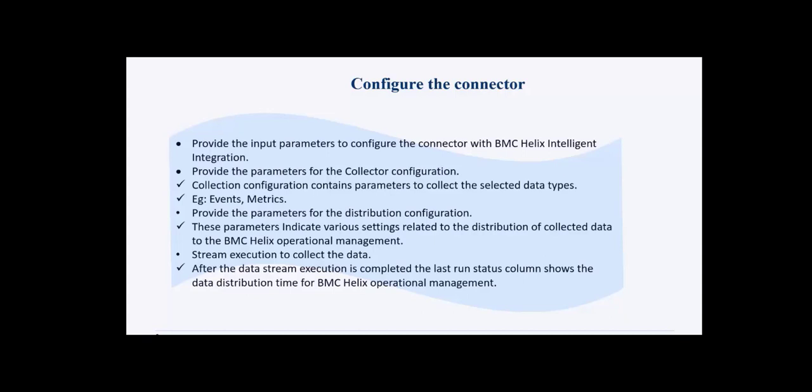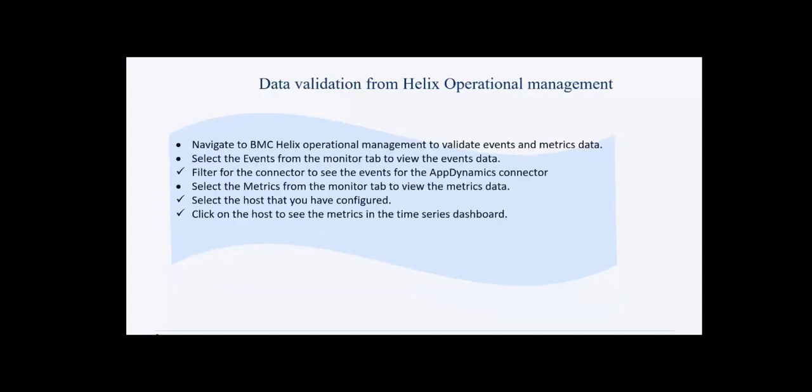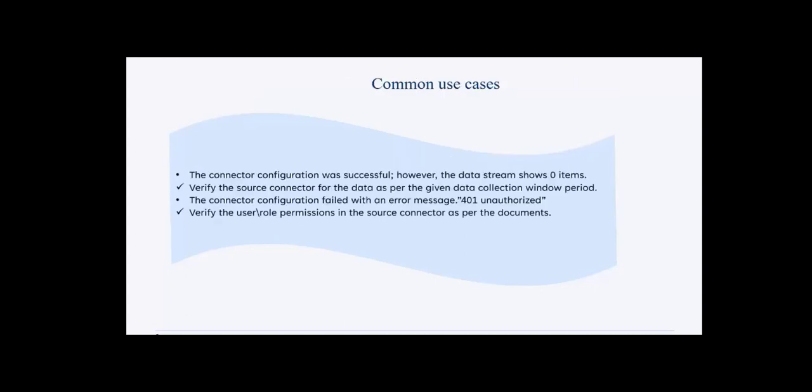Once you create the collector configuration, you can provide the details for the distributor configuration and configure the connector. Once you configure the connector, you can save the stream and execute it later, or you can save the stream and execute it immediately as well. Once you stream the data, how do you validate the events and metrics data in the operations management, and the topology data from the Helix operations management? Let us configure the connector first, and then we can verify the data using the operations management.